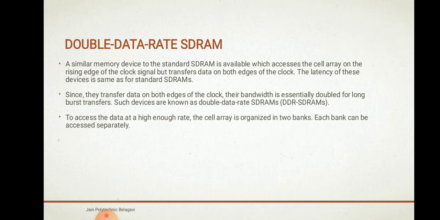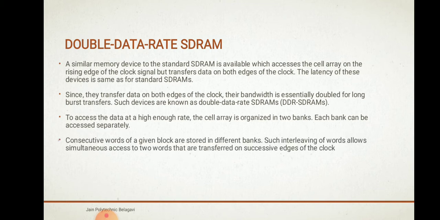To access the data at a high enough rate, the cell array is organized in two banks, so each bank can be accessed separately. Consecutive words of a given block are stored in different banks. Such interleaving of words allows simultaneous access to two words that are transferred on successive edges of the clock, which means consecutive words of a given block are stored in different banks.